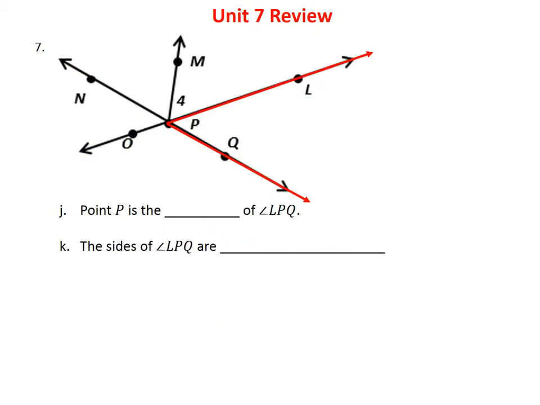Looking at the diagram, there's the angle LPQ, and they want to know what is point P. Well, point P is called the vertex of the angle. The sides of an angle, on the other hand, are rays. So notice each of them starts at P and goes out infinitely in one direction. So the sides of angle LPQ are called rays.